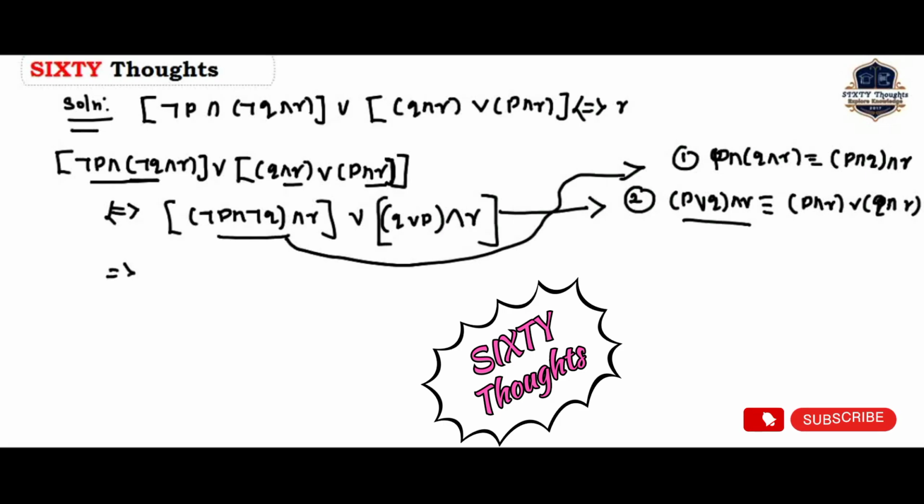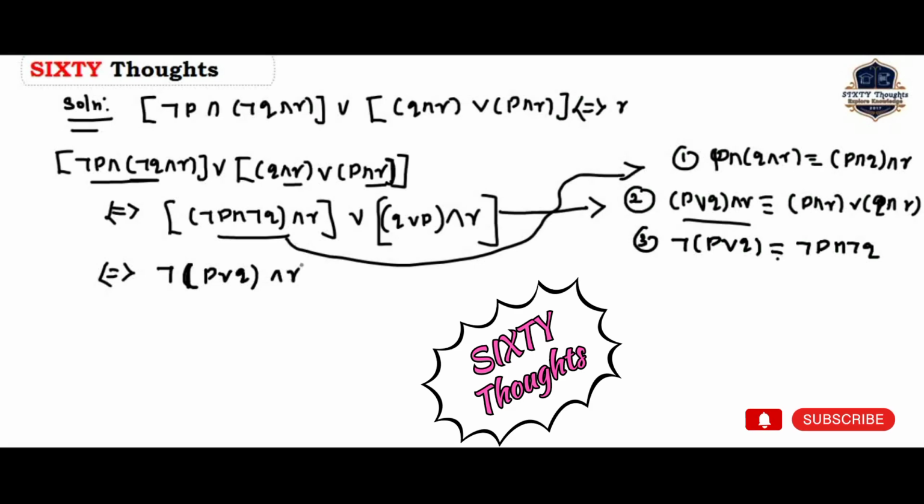Okay, so coming to the next step, I am going to apply De Morgan's law. What is De Morgan's law? Third property: negation of P or Q is equal to negation P and negation Q. I am going to write here negation of P or Q, and R. Using the commutative property, I am going to write in alphabetical order, P or Q and R. So using De Morgan's law, we get this step, right?